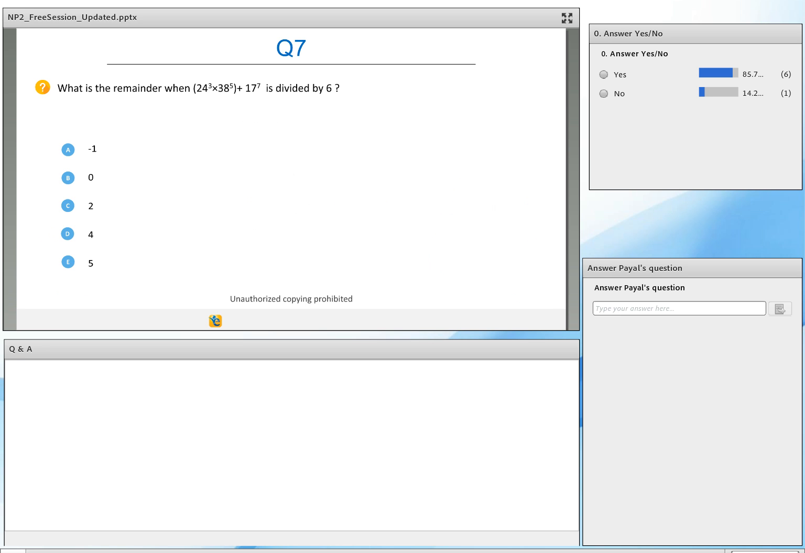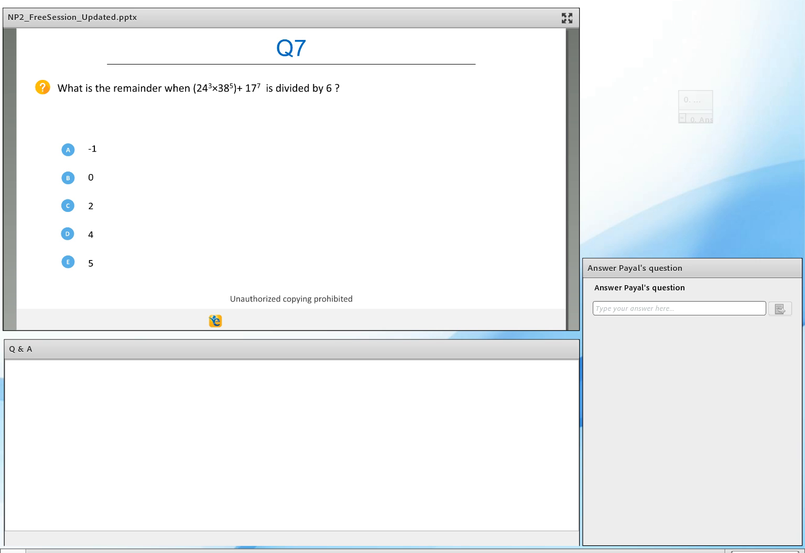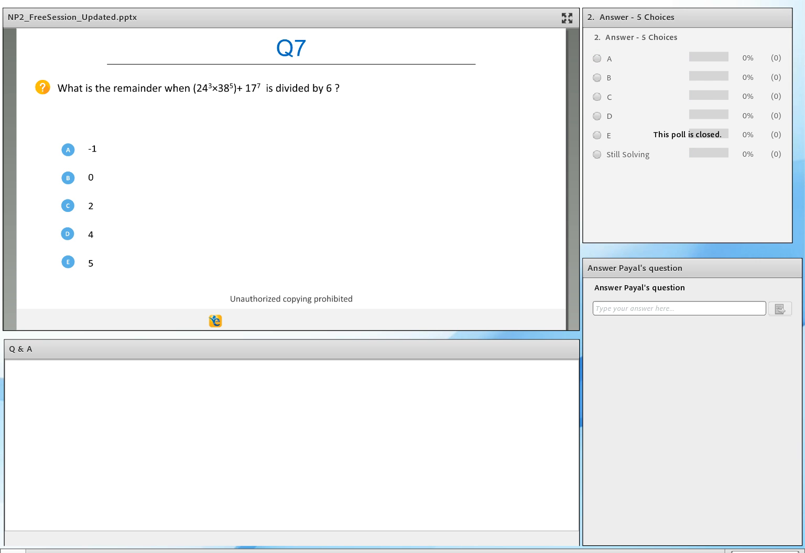Okay, so now let's apply the same thing on this question as well. Now that I've walked you through this process, try applying the negative remainder concept, because that is going to be very, very helpful for you as we solve the data sufficiency questions towards the end.